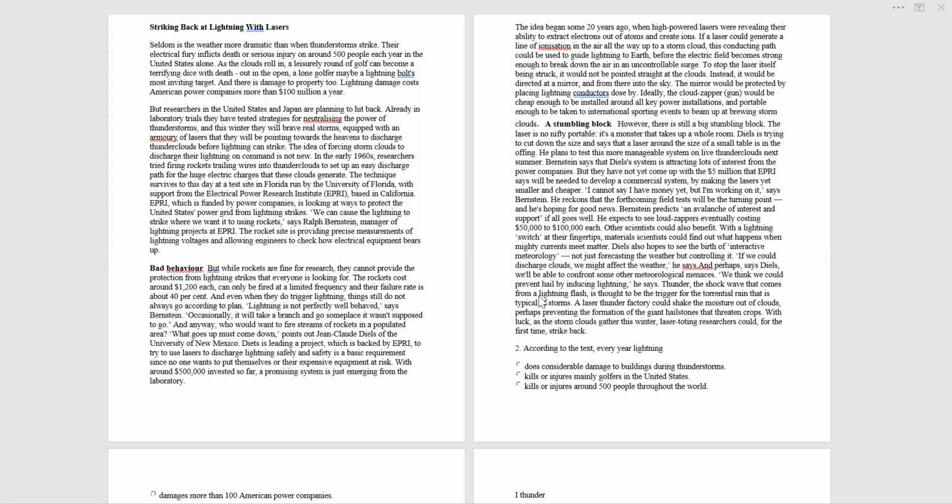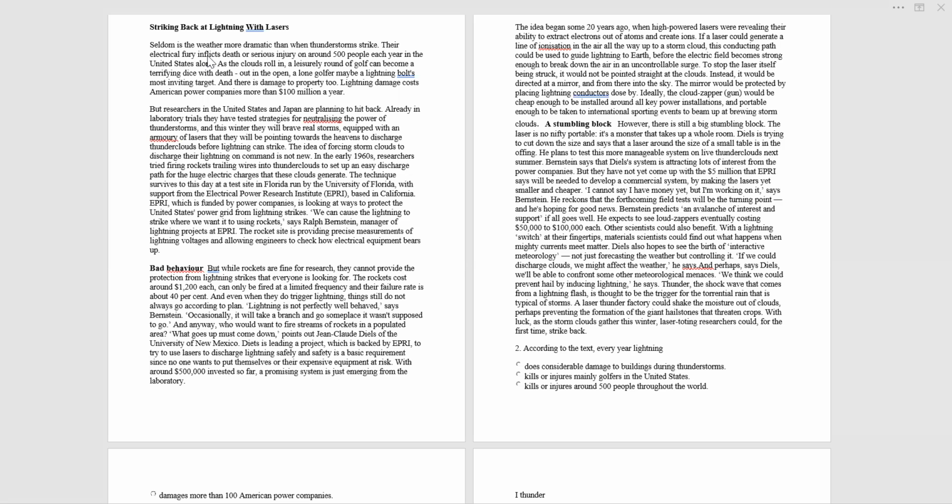Okay, so here, let's see what it is asking. It is asking, according to the text, every year lightning, these are the four options you have read. Let's go back here. Seldom is the weather more dramatic than when thunderstorms strike, right? Their electrical fury inflicts death or serious injury on around 500 people each year in the United States alone. As the clouds roll in, a leisurely round of golf can become a terrifying dice with death out in the open. A lone golfer may be a lightning bolt's most inviting target. And there is damage to property too. Lightning damage costs American power companies more than 100 million a year.